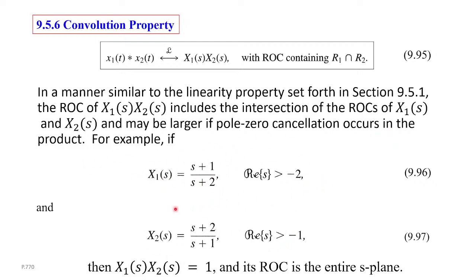So we have two examples. We have a very nicely set up example here. So the first Laplace transform is (s+1)/(s+2), and the second one is (s+2)/(s+1), and they each have a pole. But when you multiply them together, it becomes 1, and there's no pole, so the ROC needs to be everything. And that's bigger than the union of those two ROCs. Any questions? No.